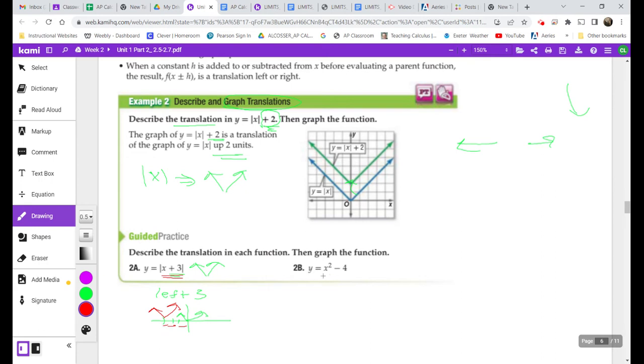Okay, so let's look at this one. We got a U-shaped graph. So I take my graph here. I have a parabola-shaped graph that goes like that. What does the number on the outside tell us? It tells us to move up or down. And since this one is negative, we are going to move down 4 spaces and draw our new graph because the translation was down 4.